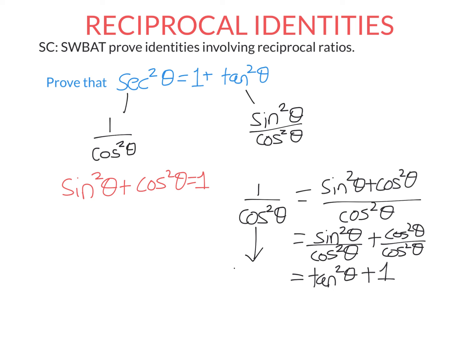And of course, 1 over cos squared theta is sec squared theta. So I have proved what I set out to: sec squared theta equals tan squared theta plus 1.